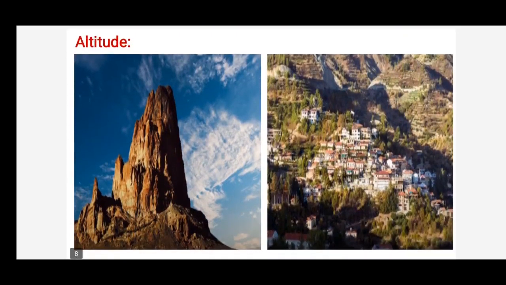Now let's go for the second climatic control, that is altitude. The second factor, that is altitude. What's the meaning of altitude, children? Height or distance above the sea level.